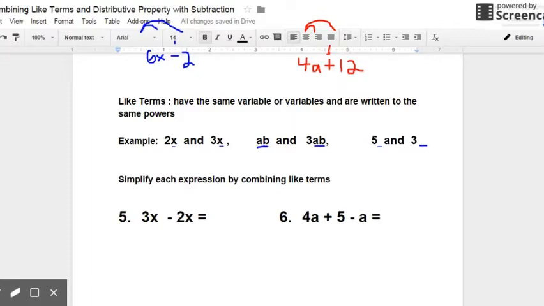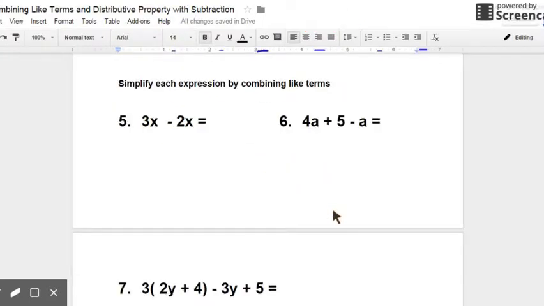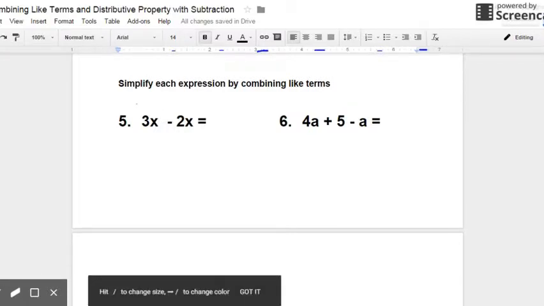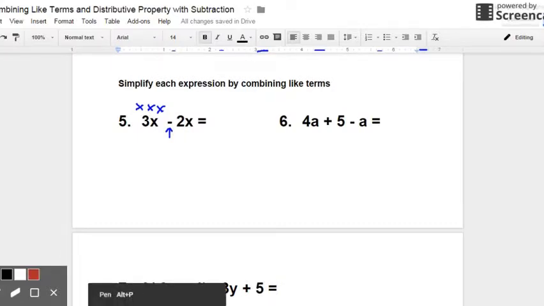But now that we're going to have subtraction symbols, we're not always adding. If we have a subtraction symbol, that means we have to subtract. Let's go over a couple of examples. Here's a very similar problem to the one we had yesterday. We have 3x minus 2x, so we're going to subtract. In the first one, we have 3 x's. Before we were adding the 2x's, but now that this is a subtraction symbol, that means we're taking away.